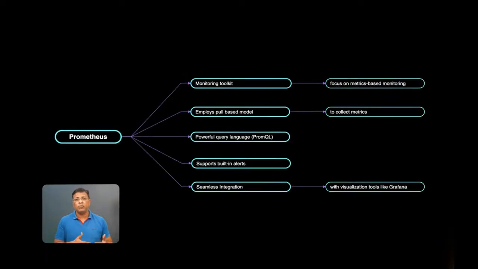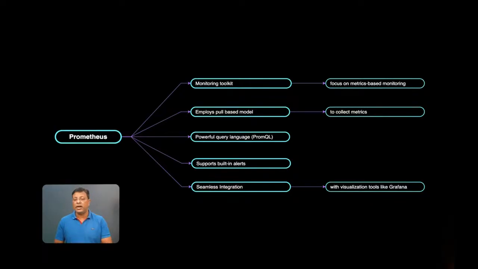Next comes monitoring and logging tools. Prometheus is one of the most famous in this category. Prometheus is an open source monitoring toolkit with a focus on metrics based monitoring. It employs a pull based model to collect metrics, features a powerful query language, and supports built in alerting. It seamlessly integrates with visualization tools like Grafana.